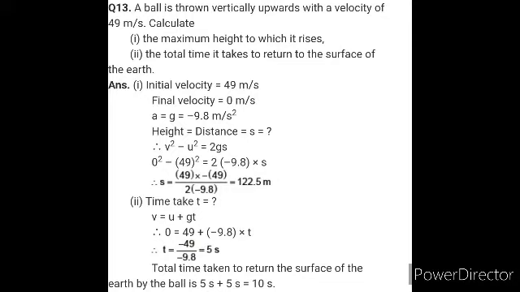So the formula which includes final and initial velocities, acceleration and height, that is equation number 3, v square minus u square is equal to 2gs. Substitute the values and you will get the result as 122.5 meter. So the maximum height to which it rises is 122.5 meter. Next part of the question is, find out the total time it takes to return to the surface of the earth.